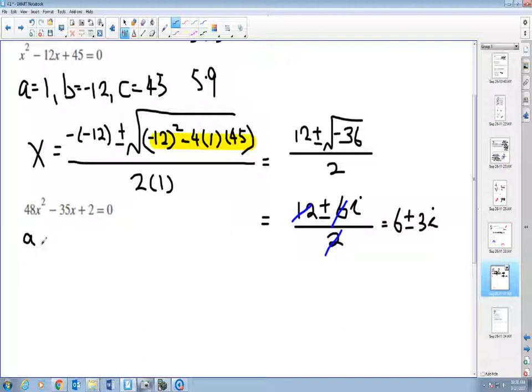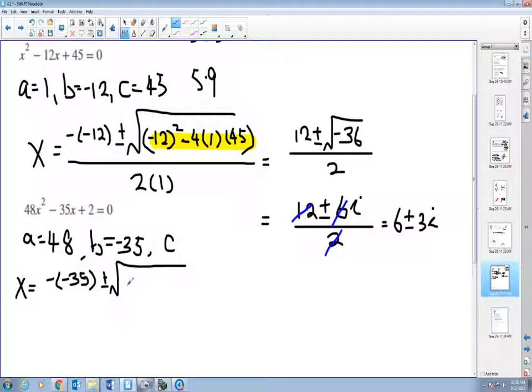A is 48. B is negative 35. C is positive 2. So my x will equal negative b plus or minus the square root of my b squared minus 4 times my a, the big numbers, times my c, whole thing over 2 times my a, 48.